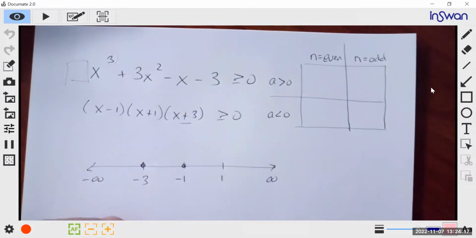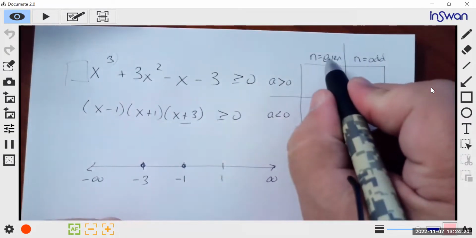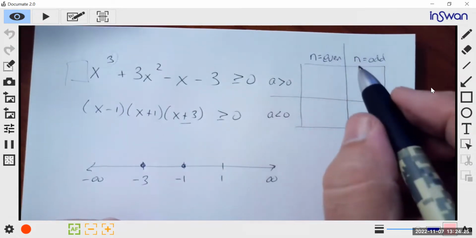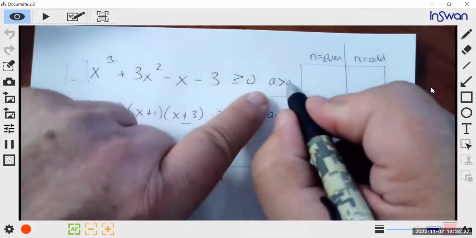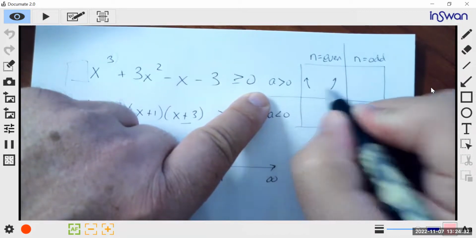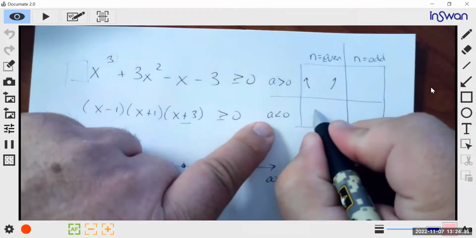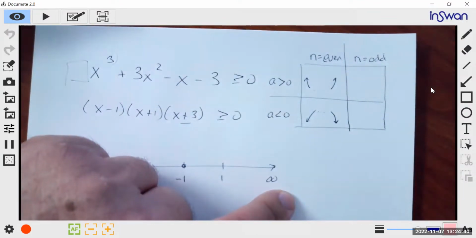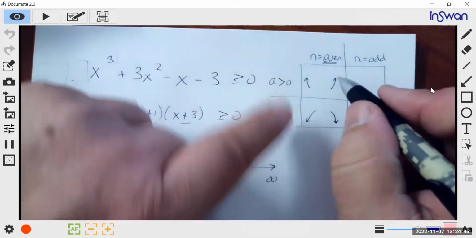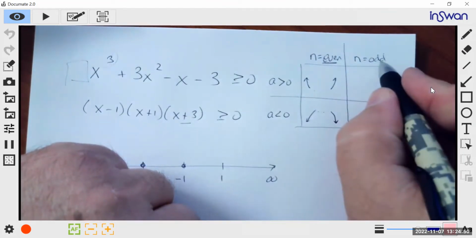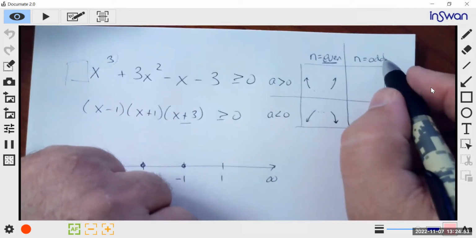This we did leading coefficient tests. If n is even, that means both ends point the same direction. If A is positive, then they both point up. If A is negative, they both point down. So if the degree is even, then both ends point the same direction. If n is odd, then they point opposite directions.